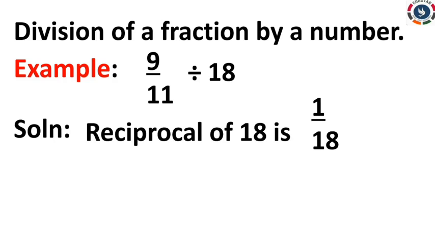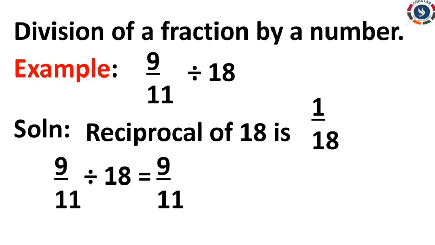So 9 by 11 divided by 18 is equal to, the first fraction you write as it is, 9 by 11. Here what symbol is given? Divide symbol. So you have to convert the divide symbol into into. So write into. What is the reciprocal of 18? 1 by 18. That you want to write here, 1 by 18. Now I am going to apply the cancellation method here.